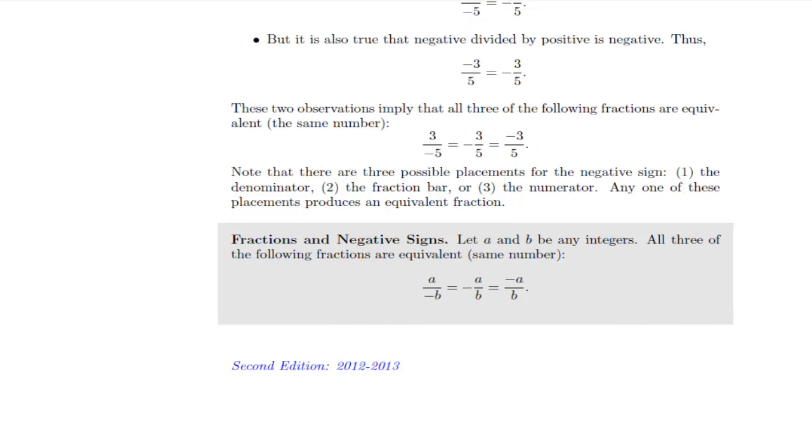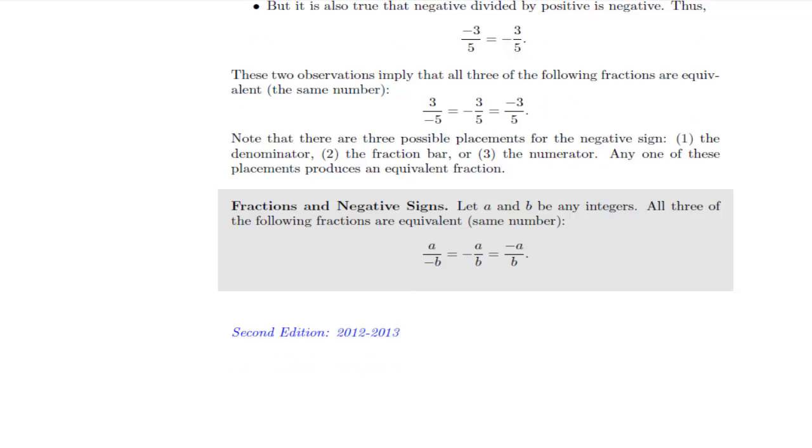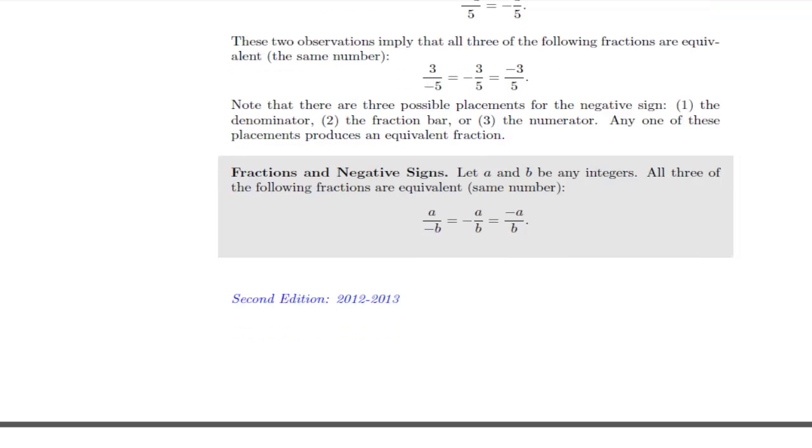The same number: 3 over negative 5 equals negative 3 over 5 equals the negative of 3/5. Note that there are three possible placements for the negative sign: the denominator, the fraction bar, or the numerator. Any one of these placements produces an equivalent fraction.